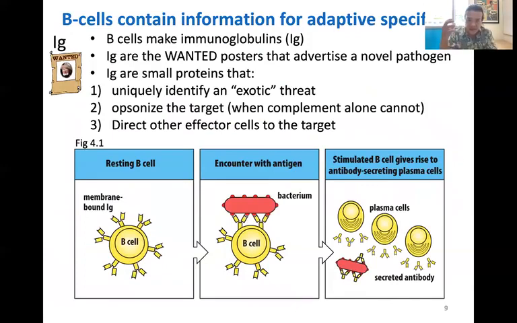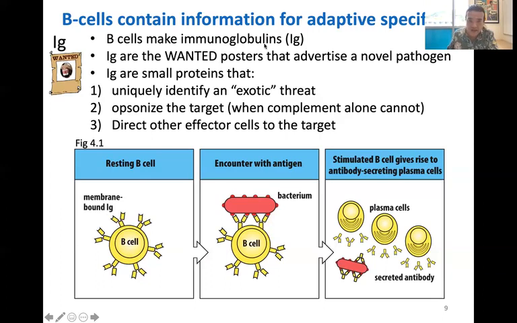So B cells contain information for adaptive specificity. What do I mean by adaptive specificity? B cells are the things that are allowing our immune system to learn that something new that our innate effectors are not recognizing as being a threat is in fact a threat. The way they do this is B cells make a special kind of receptor on their surface known as a B cell receptor. That's what these little Y-shaped things are. And they are attached to the surface of the B cell. And these structures are what we call immunoglobulins, right?